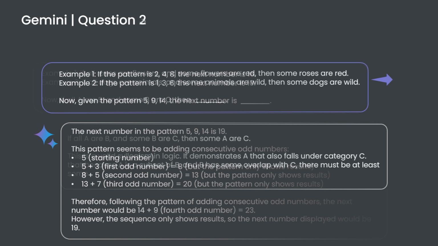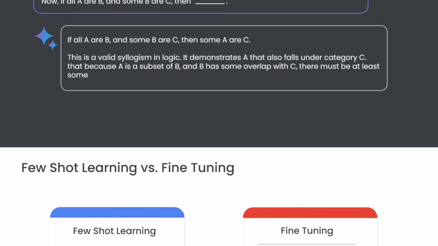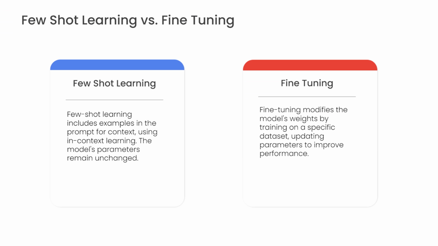And finally, if all roses are flowers and some flowers are red, then some roses are red. If all dogs are animals and some animals are wild, then some dogs are wild. Now, if all A are B and some B are C, then, and Gemini answers our question and provides an explanation to it.